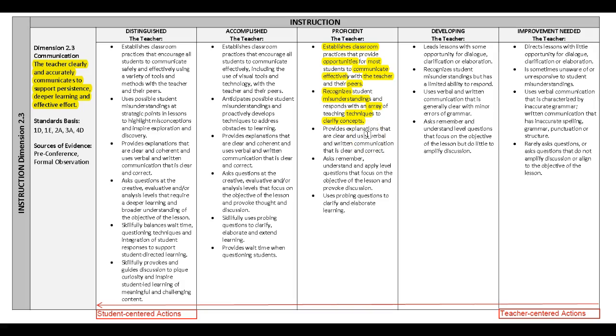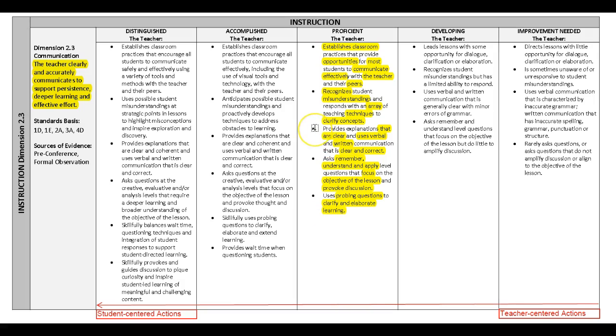The next descriptor, the teacher provides explanations that are clear and uses verbal and written communication that is also clear and correct. The teacher asks remember, understand, and apply level questions that focus on the objective of the lesson and provokes discussion. And finally, this teacher uses probing questions to clarify and elaborate the learning.